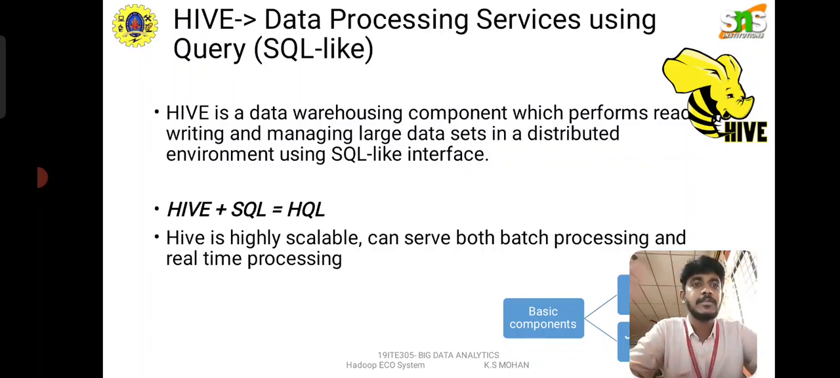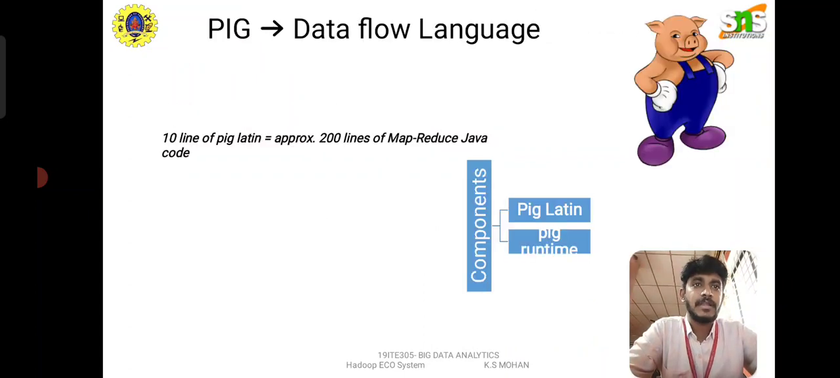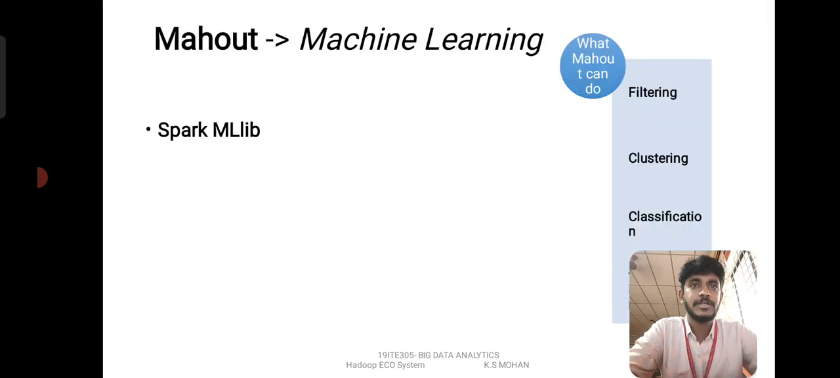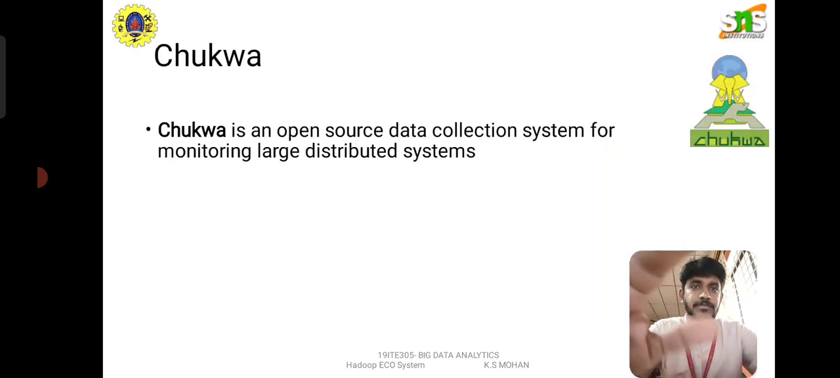Hive is highly scalable and can serve both batch processing and real-time processing. That is a major thing we are talking about here for data processing using queries. Next is Pig, a data flow language, with Pig Latin and Pig runtime. Then ZooKeeper manages the cluster, and Oozie handles scheduling, used for Oozie workflow and Oozie coordinator. Then Mahout, which we already know, does filtering, clustering and classification in machine learning. Chukwa is an open source data collection system for monitoring large distributed systems.